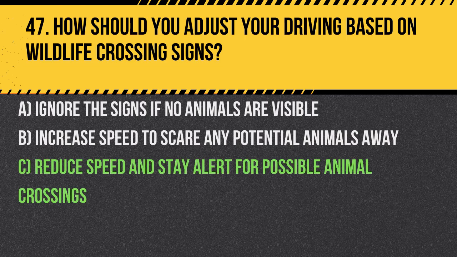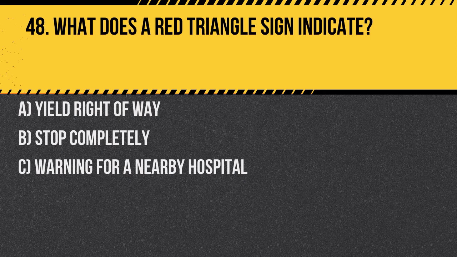Answer: C. Reduce speed and stay alert for possible animal crossings. Wildlife crossing signs are placed in areas known for animal activity, so slowing down and staying vigilant is essential. Question 48. What does a red triangle sign indicate?